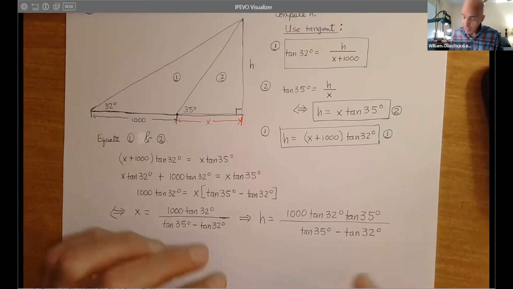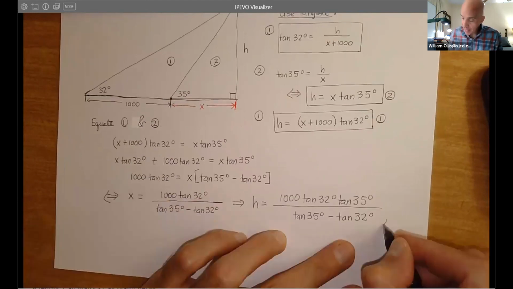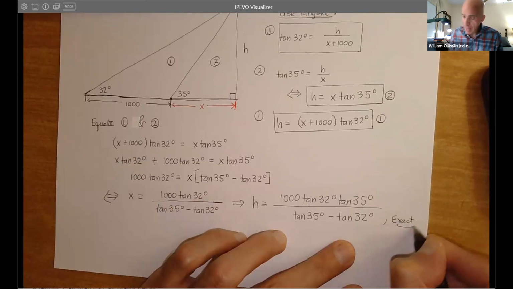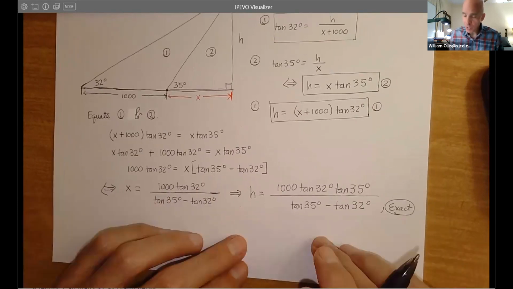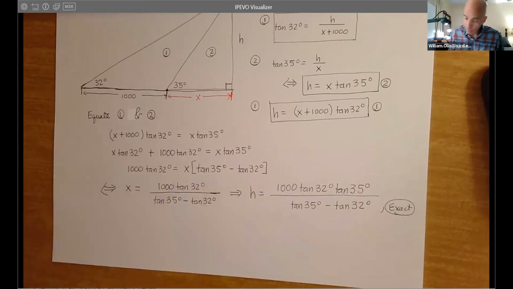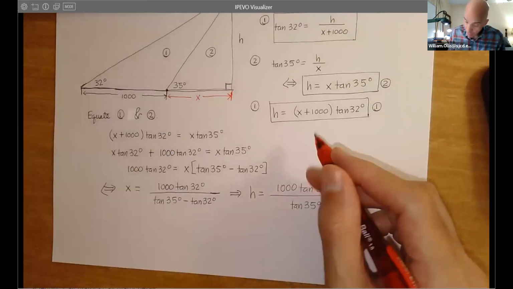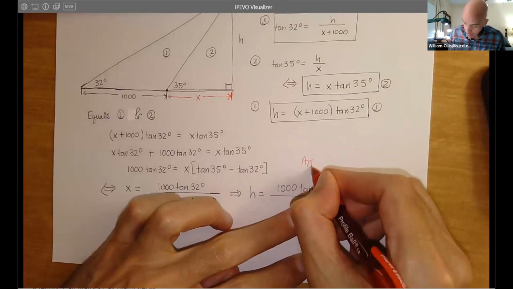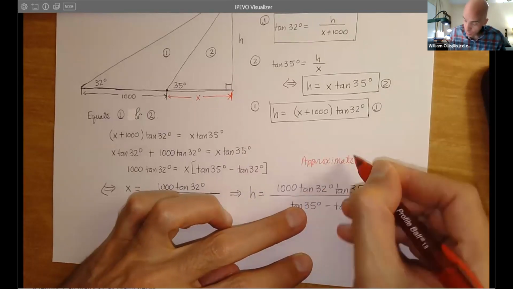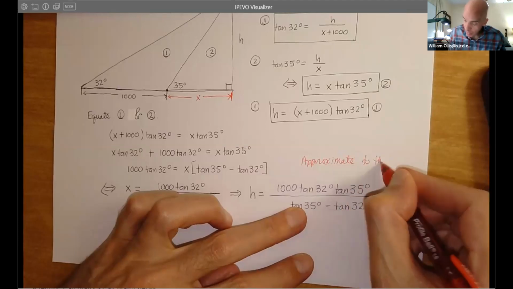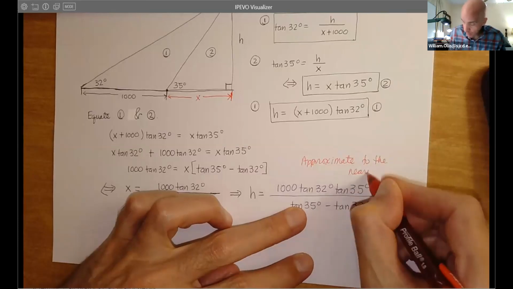So now this is what we call an exact answer. And maybe you have a client that needs an approximation. WebAssign in this problem says approximate to the nearest foot.